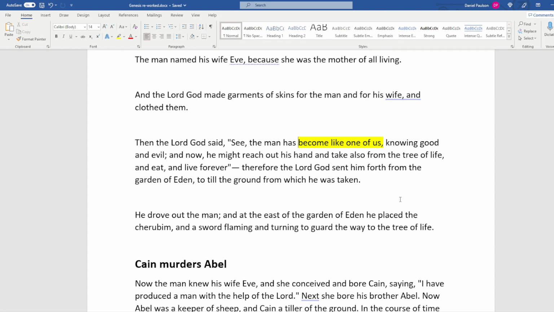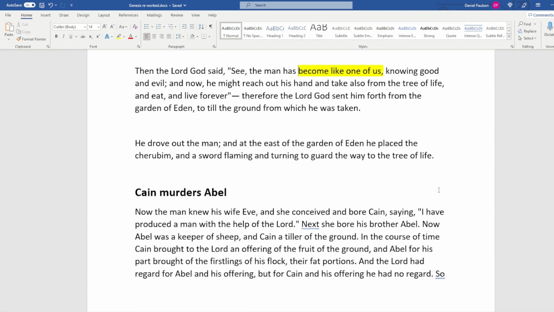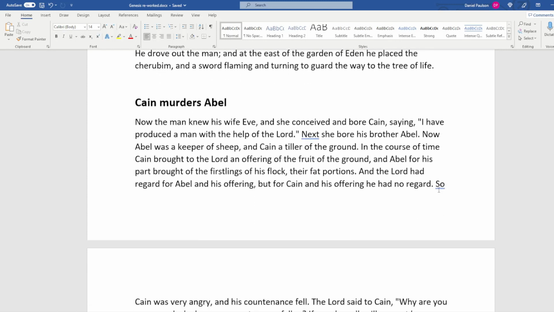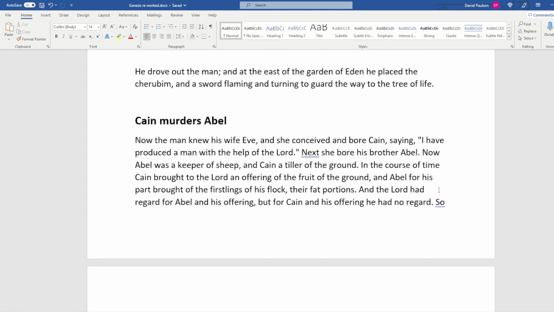He drove the man out at the east of the Garden of Eden and placed the cherubim and a sword flaming and turning to guard the way to the tree of life. I don't know what those two mean, the cherubim and the sword flaming. It's just not going to be easy. What does that mean? You want to get back there. I want to get back to my childhood happiness. Oh, it's going to be damn hard.